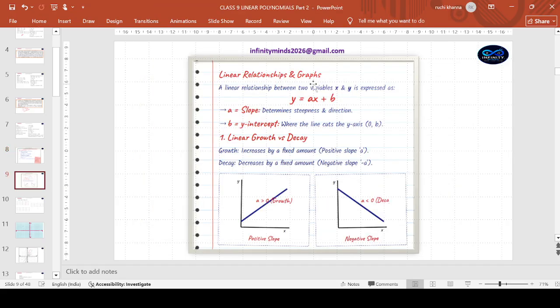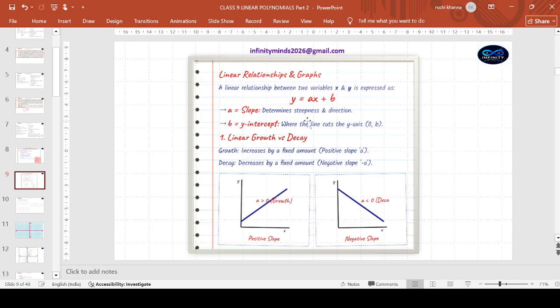Linear relationship and graphs. A linear relationship between two variables x and y is represented by y equals ax plus b. a is the slope. The slope determines steepness and direction, children. A positive slope will give growth, and the graph for such a slope would look like this. Every time you plot, that's the kind of shape you would get. And when the slope is negative, when you have a decay slope, the graph line for a linear decay would be like this, going down.